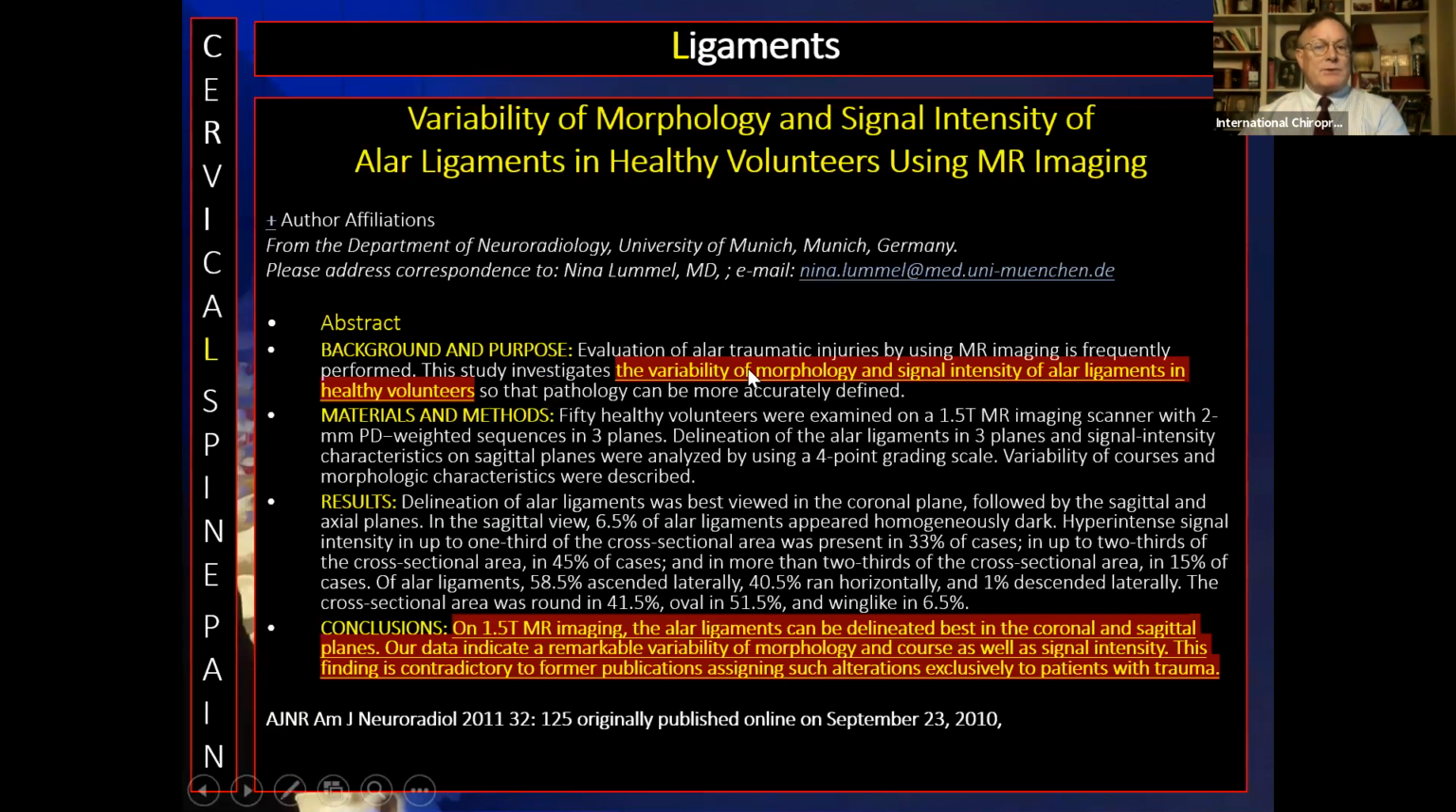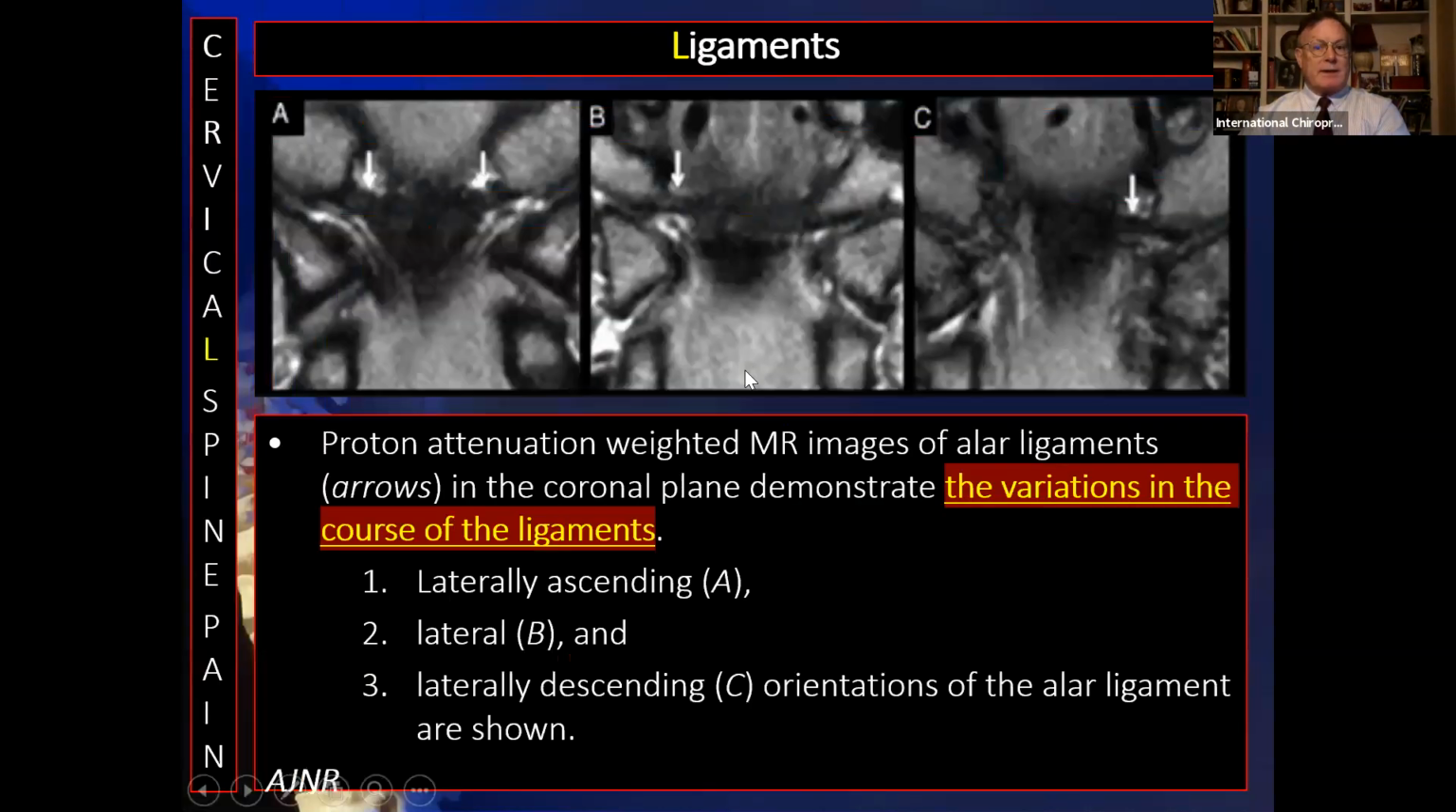So alar ligaments are a little tricky to assess. I think what we'll do is let's stop at this level because this is an important concept. We'll pick this up in the next lecture series. We'll start with the alar ligaments.